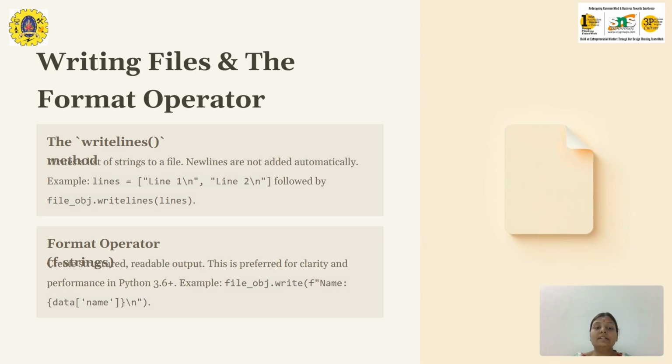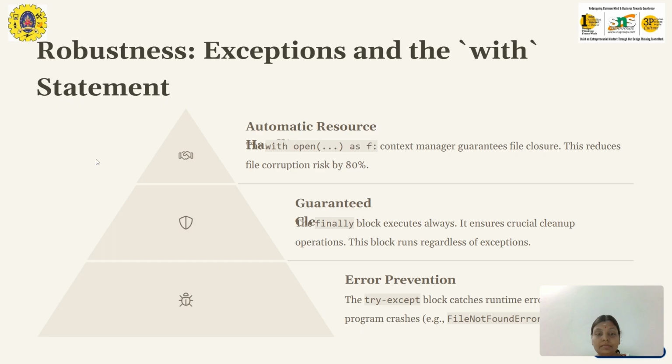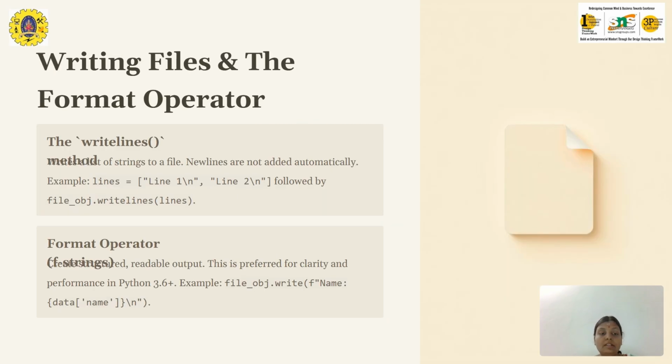Writing files and the format operator. The writelines method writes a sequence of strings to a file. New lines are not added automatically. Example: lines = ["line 1\n", "line 2\n"], followed by file_object.writelines(lines).